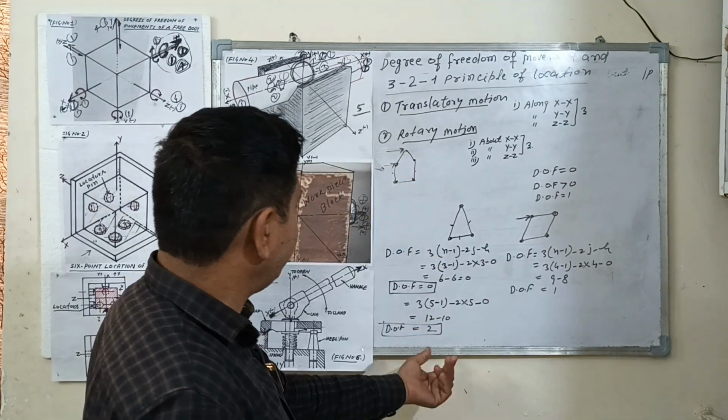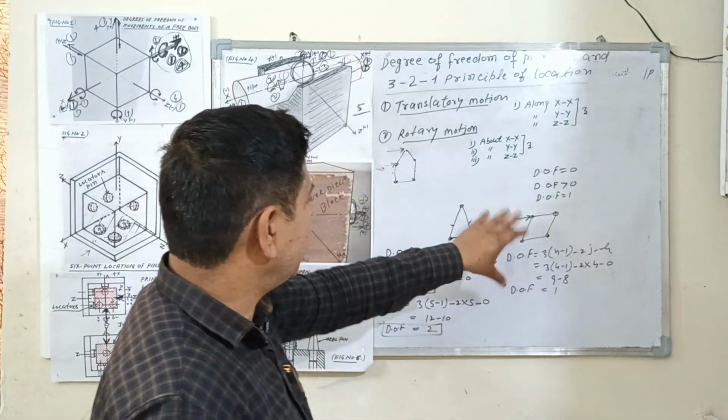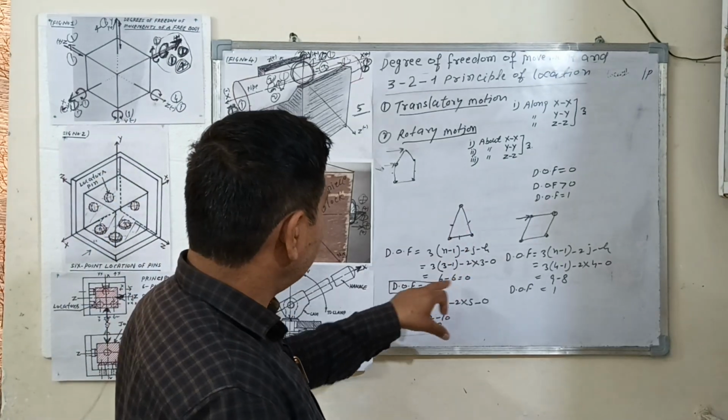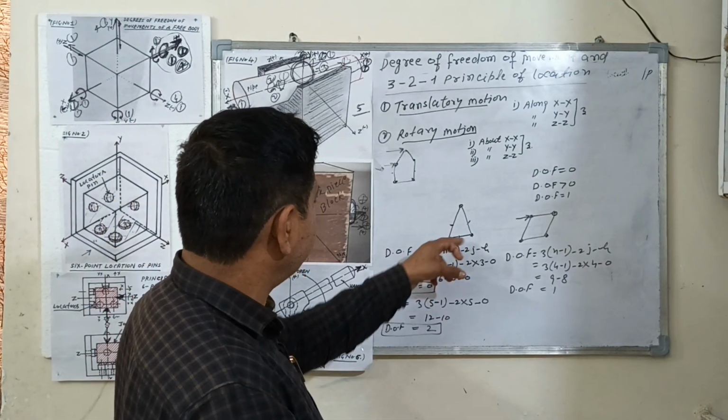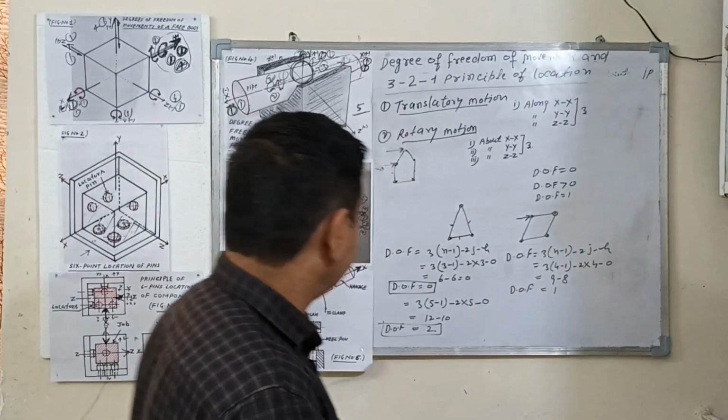So if the degree of freedom is equal to 1, it means that it is a complete mechanism. Here the degree of freedom is 0, so it is not a complete mechanism.